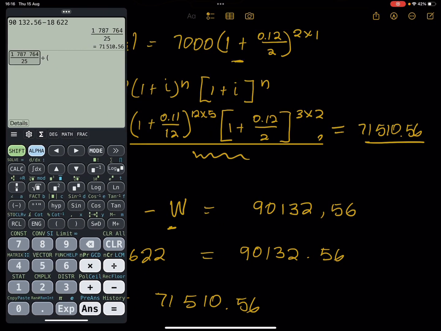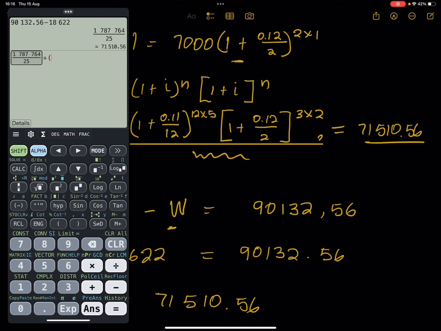this is going to be 1 plus, okay, in fact, let's just remove it. So 71,510.56 cents. So divide by this entire thing would be, in fact, I think it would be easier if we did this. So that's divided by 1 plus 0.11 over 12, and raised to the exponent 12 times 5.